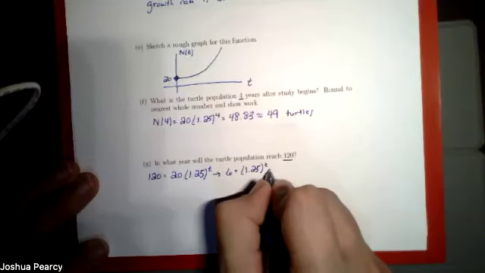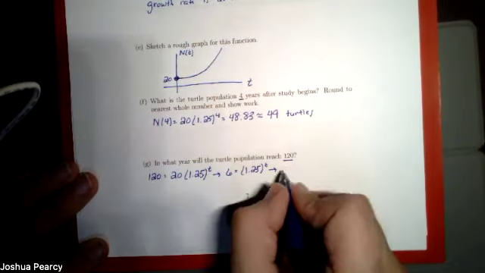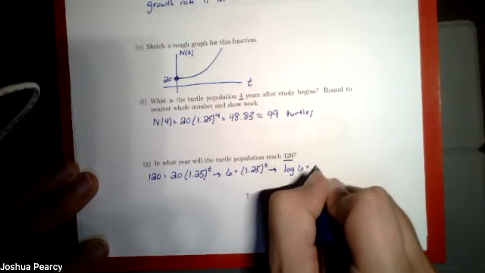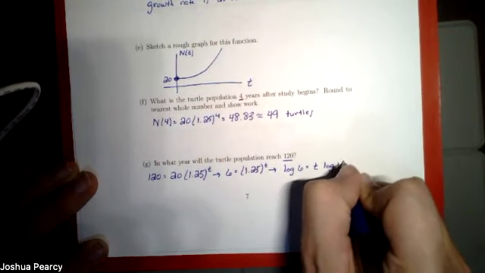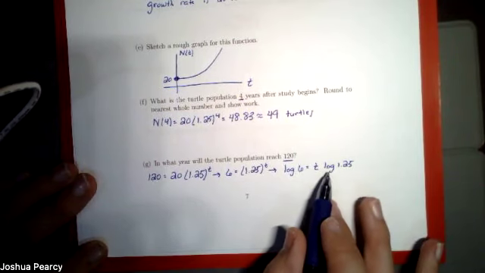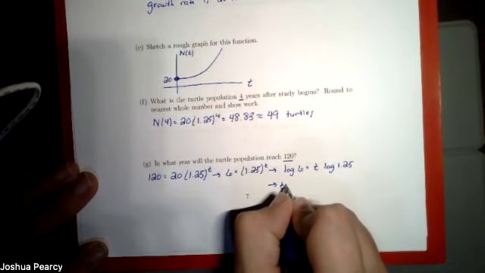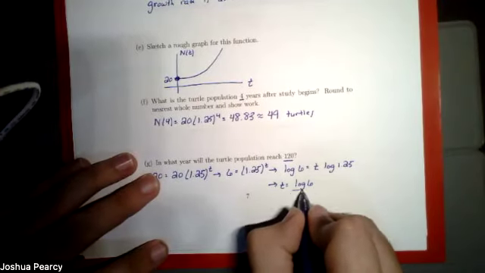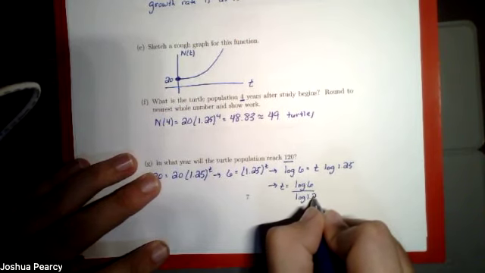Now we're going to take the log of both sides. And when we take the log of both sides, this t is going to drop out in front. So this would say log of 6 is equal to t times log of 1.25. And now, to solve for t, I just divide both sides by log of 1.25. So t is log of 6 divided by log of 1.25.